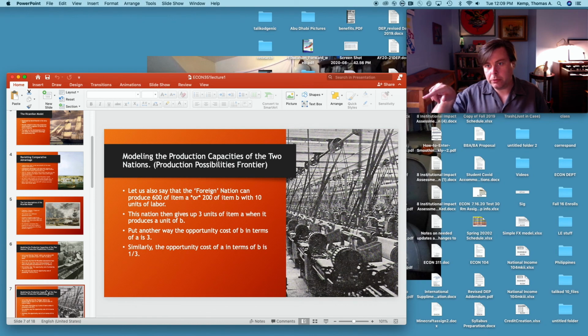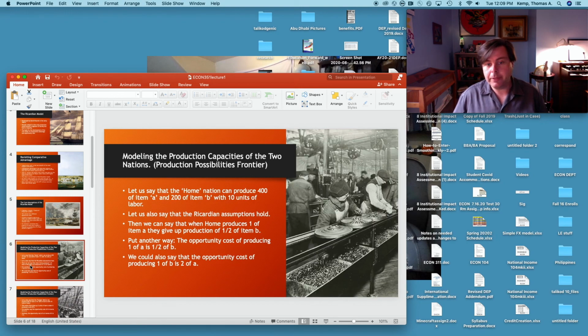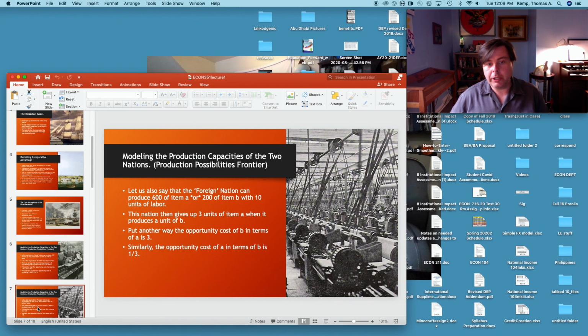For the foreign nation, similar. Draw it out. The foreign nation can produce 600 of A and 200 of B with the same 10 units of labor. So when compared to the home nation, it looks like the foreign nation is more productive in producing item A, 600 versus 400 out of the same 10 workers, and pretty much the same in terms of item B. It can produce 200 items. From that, we can calculate our opportunity costs.